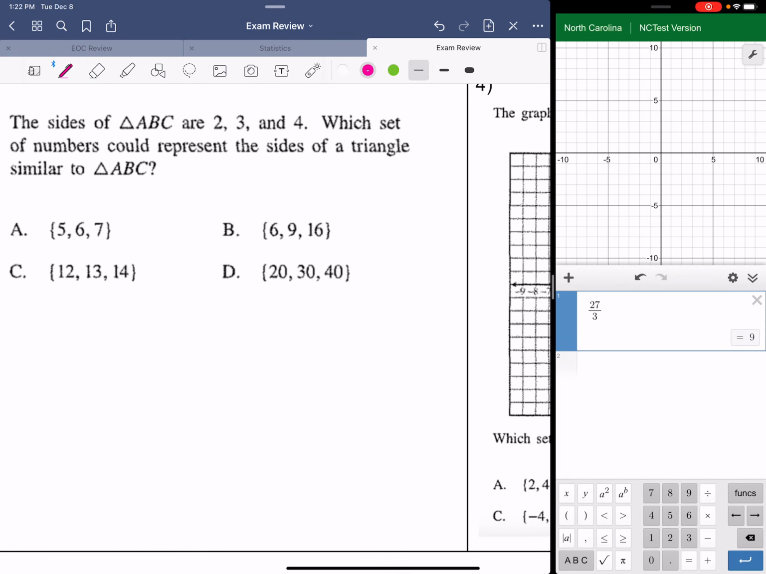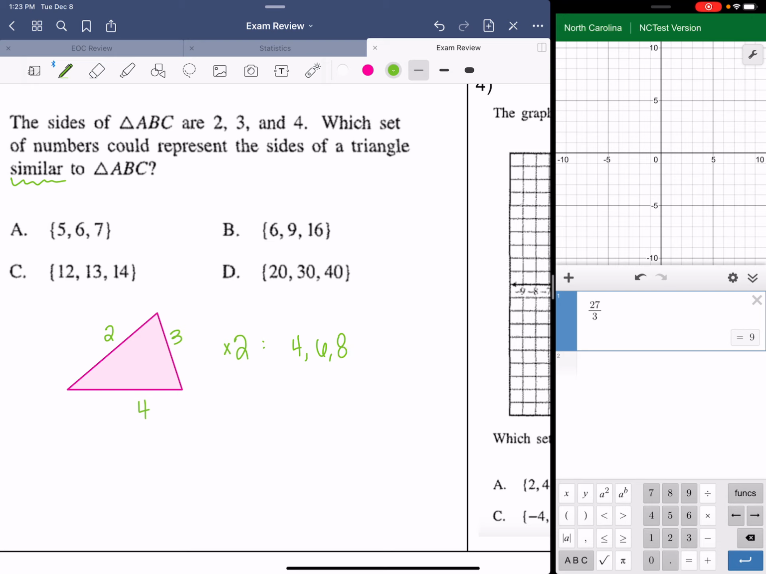Okay, we have the sides of ABC, so I'm just going to draw a triangle. And ABC, the sides are 2, 3, and 4. All right, what could represent the sides of a triangle similar to ABC? So if it's similar, that means that there's a multiple of them. So what we can do is multiply all of them times some number. Well, if I do times some number for each of those, let's say if I did times 2, that would give me 4, 6, and 8.